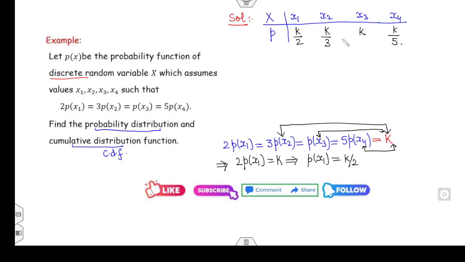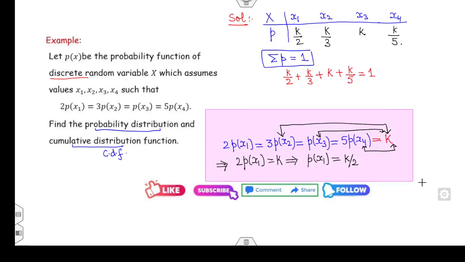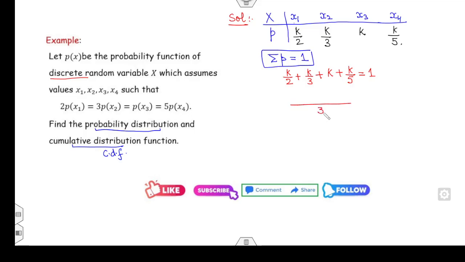Clear? Now, how can you calculate the value of k? For the PMF, the sum of the probability must be 1. So you can substitute its values: k over 2 plus k over 3 plus k plus k over 5 is equal to 1. Now, can you find the LCM? 30 is the LCM. Fine. So it is 15k plus 10k plus 30k plus 6k which is equal to 30. So 61k is equal to 30. k will be 30 divided by 61.